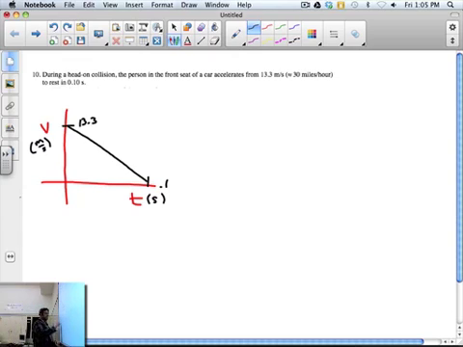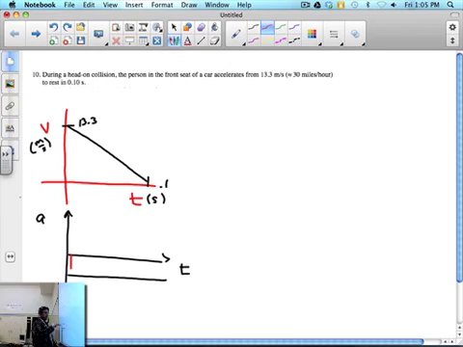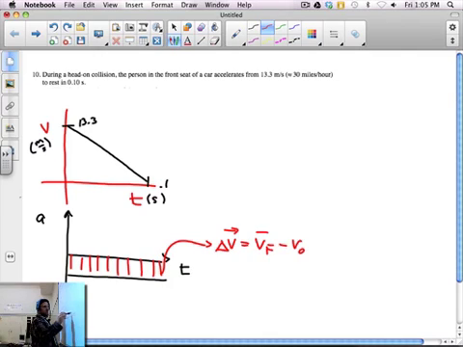Well, we should probably try to draw an acceleration time graph. Now, since the slope of our velocity graph is a negative slope, our acceleration would have to be down here. And this area would have to be our change in velocity, which is equal to our final velocity minus our initial velocity. And since our final velocity is 0, let's see, our initial velocity is 13.3, so negative 13.3 meters per second.